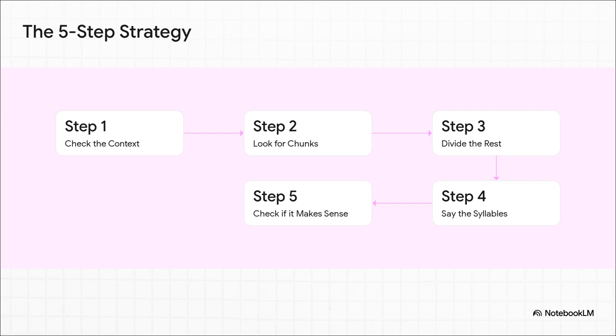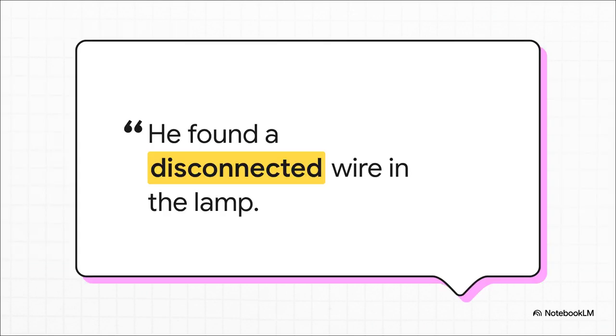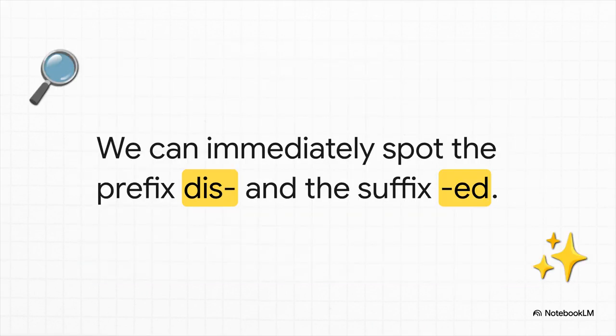Let's actually put this to the test with a real word. Okay, here we go. Our target word is disconnected, and we see it right there in a sentence. So, step 1, what's the context? Well, it's about a wire and a lamp. That's a huge clue, right? A lamp with a weird wire probably isn't working. All right, on to step 2, and this is the fun part. We're going to look for chunks.